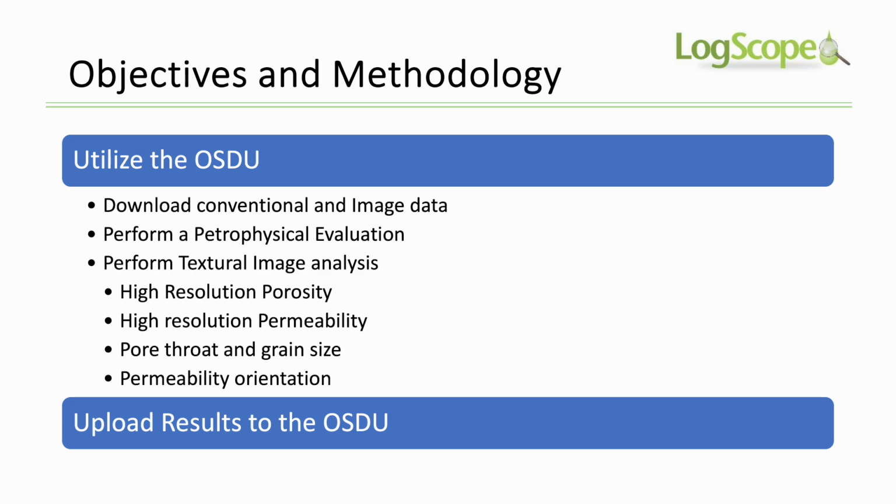The first step in the objectives is to download the conventional image data, perform a petrophysical evaluation, perform the textural analysis, which involves porosity, permeability, grain size, and orientation. And then finally, we're going to upload the data.